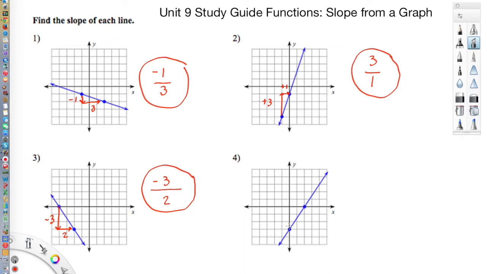And for this one here, my rise, it's actually a rise. It looks like I'm going up 1, 2, 3, so it's plus 3. And then my run is 2. So I go up 3, and then I go 2 to the right, which is a positive 2.